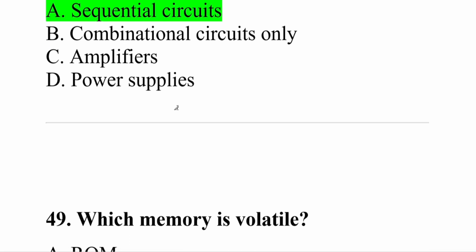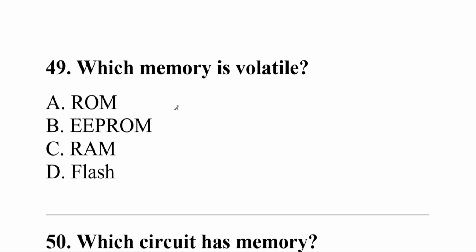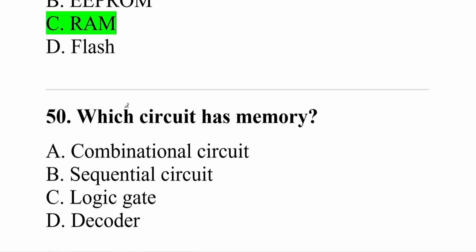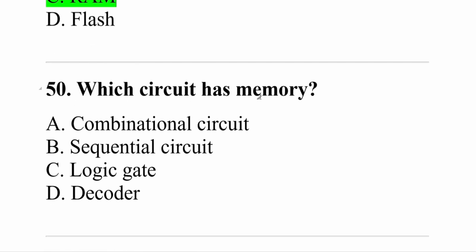Moving ahead to question number 49. Which memory is volatile memory? Option A ROM, B EEPROM, C RAM, D flash, and the correct answer is option number C, that is RAM. RAM is a volatile memory and it is also called primary memory.